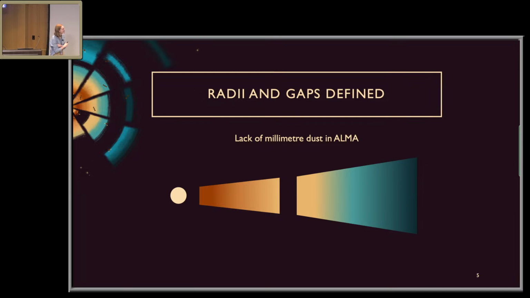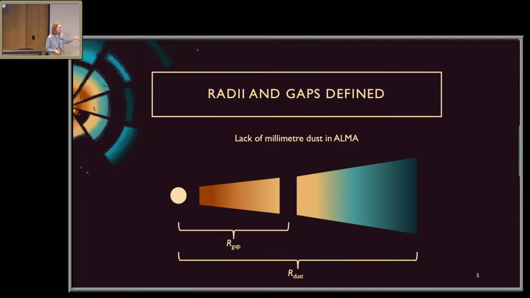Firstly, I need to give a definition of what we mean when we talk about radii and gaps in this talk. This just means a lack of millimeter dust in ALMA, where the outer dust radius is just where this ends at the outer edge of the disk. And then our gaps, they're not the inner part near the star. They are inside the disk, and there's a dip of this millimeter emission in ALMA. Because all of these disks can have multiple gaps, we're specifically talking about the one that's detected most inward and closest to the star.